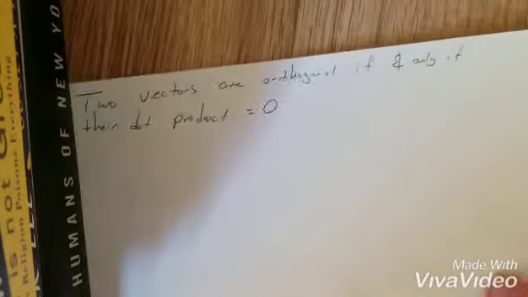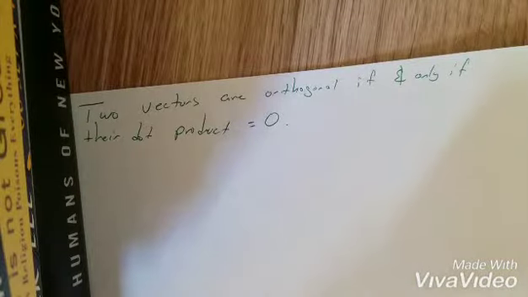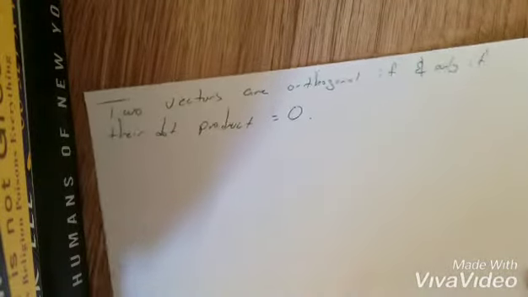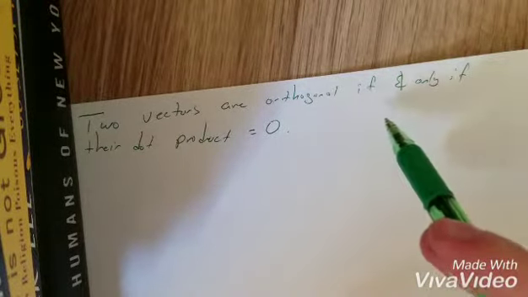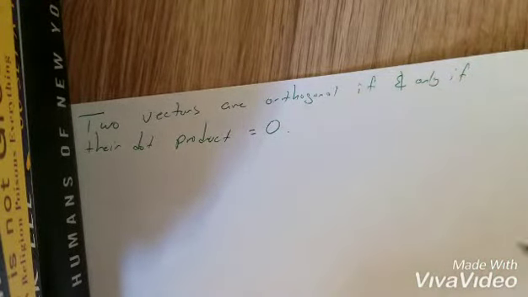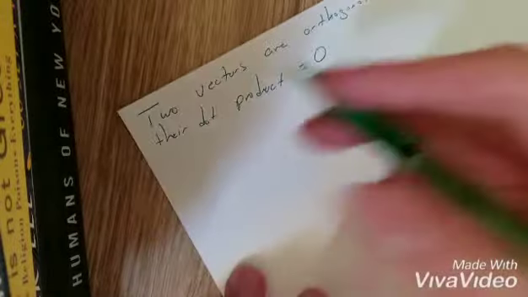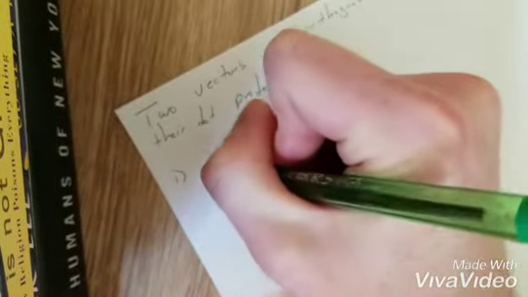So what we're doing is determining whether two vectors are orthogonal using dot products. And two vectors are orthogonal if and only if their dot product is equal to 0. So let's look at an example.